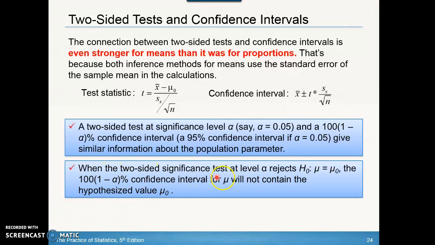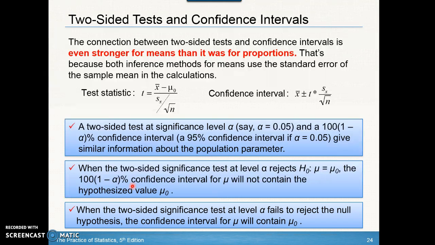So when a two-sided significance test at a level alpha rejects the null, the confidence interval will not contain the hypothesized value. So if you create the interval and it does not contain your null, then you're rejecting the null. If you create the confidence interval and it does contain it, you're failing to reject the null. So just remember that if alpha is 10%, your confidence interval is 90%. So they're complements of each other.